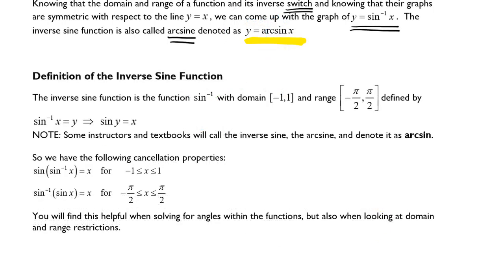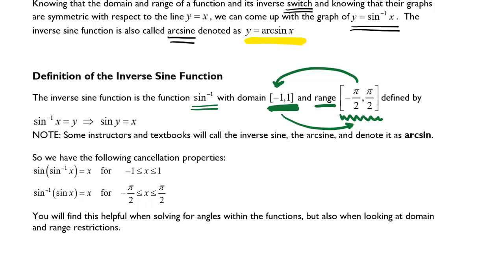Now let's look at the definition of the inverse sine function. The inverse sine function is the function sine to the -1. That's just the notation we use for this reflection about the line y equals x, with domain -1 to 1 and range negative pi over 2 to pi over 2. Notice that previously, before we reflected the sine function, the range was -1 to 1, and the domain we restricted to the interval from negative pi over 2 to pi over 2. So we defined it to work as a one-to-one correspondence for that interval, and when we reflect it, the range becomes that interval.